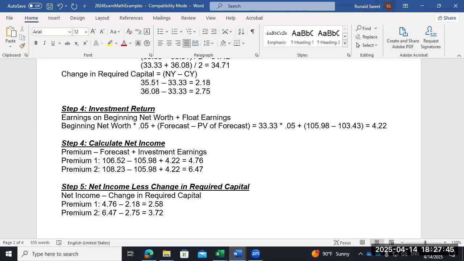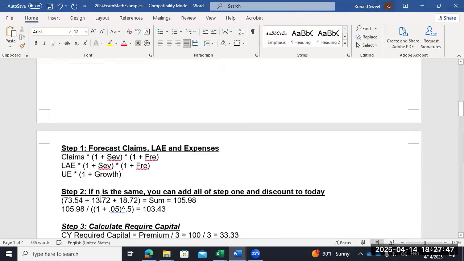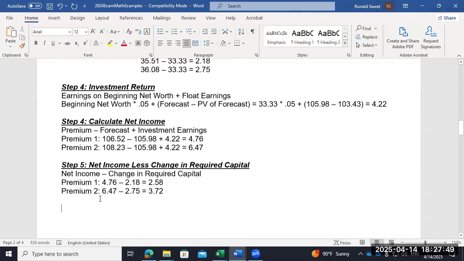Then only one last step to go. Make sure you have all these written down, not just the answers. Make sure you have the detailed steps. And then step 6, it's just calculate ROE. It's just going to be step 5 divided by average required capital.